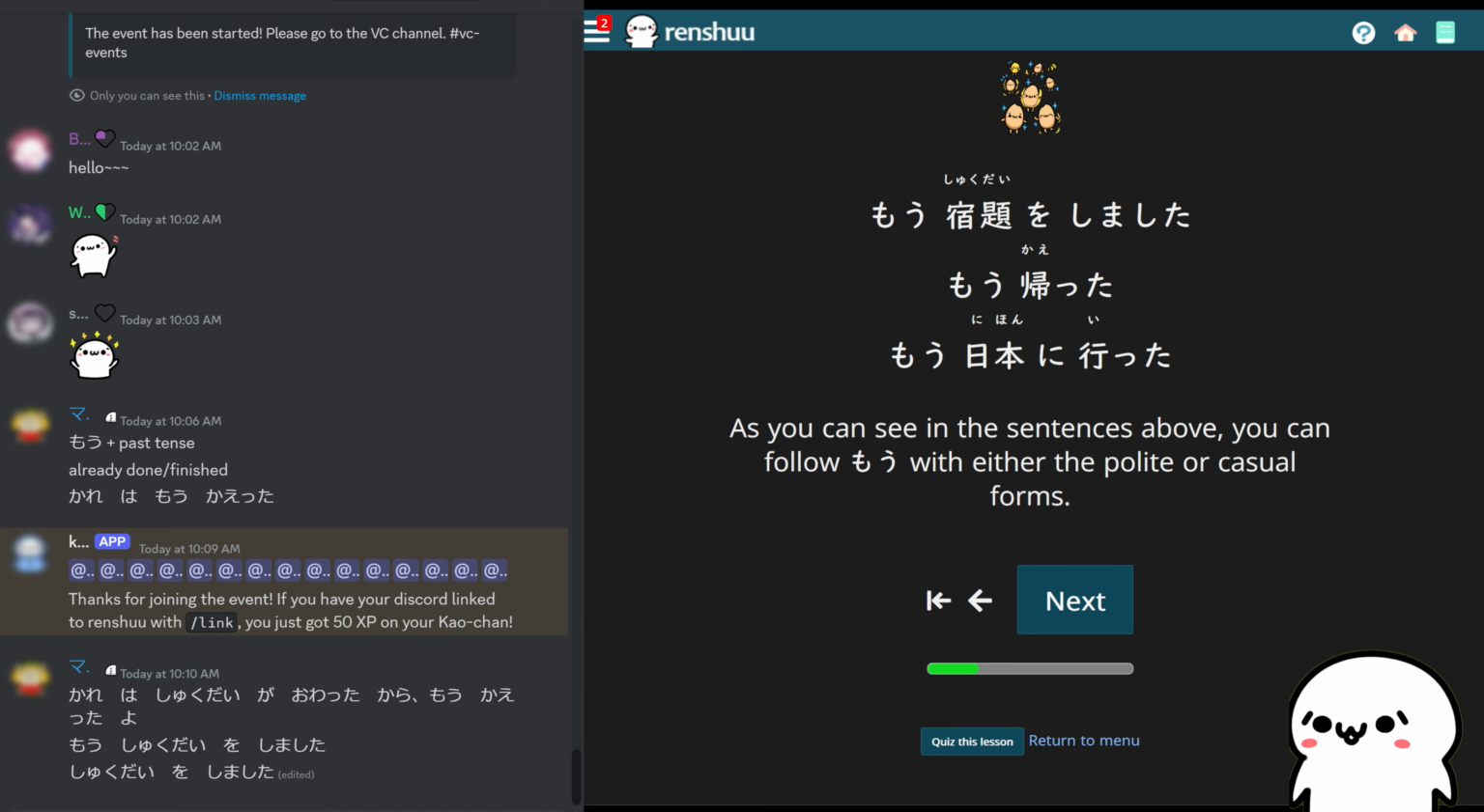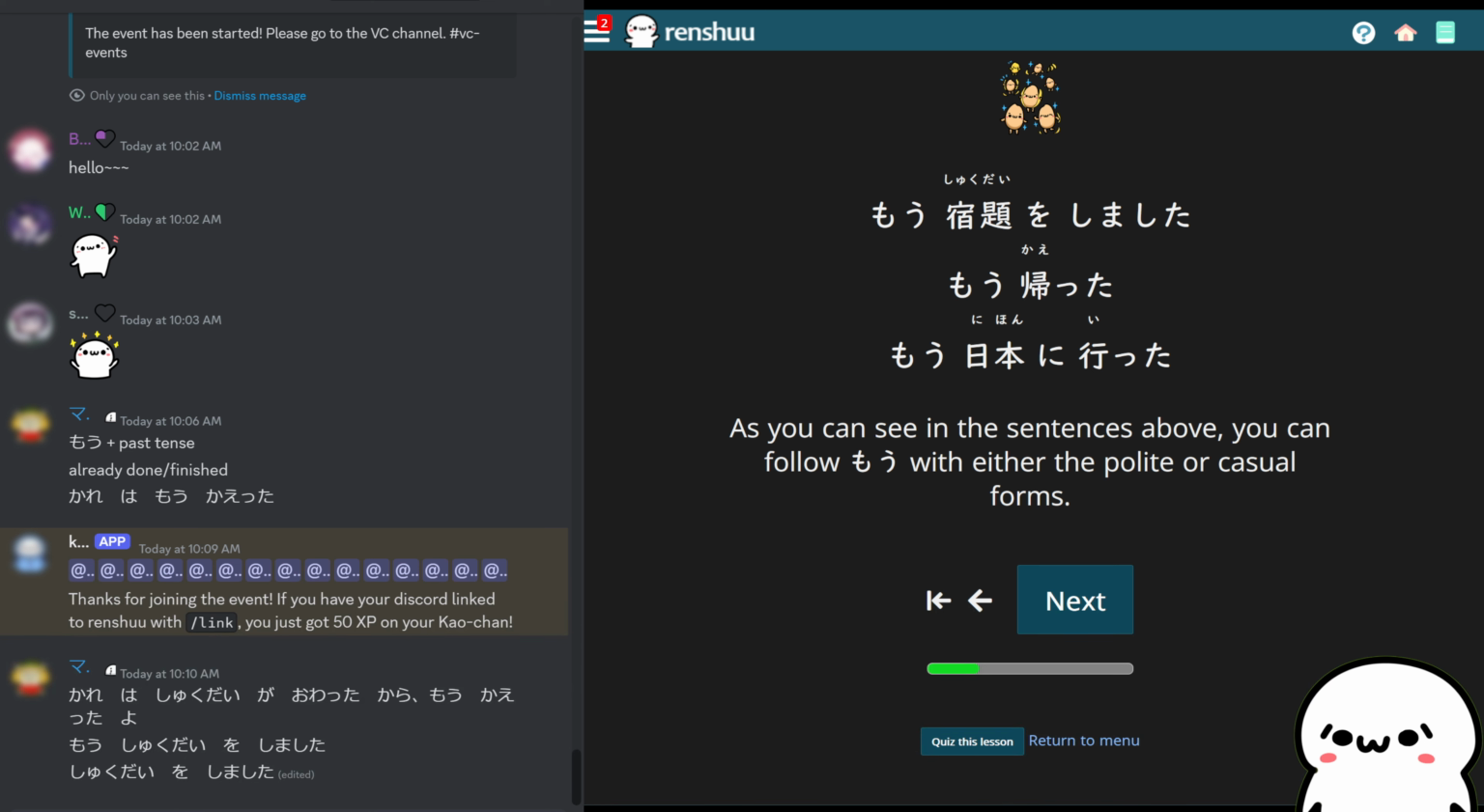One thing that I've seen a lot of textbooks and teachers fail to do is they teach the mechanics, but they don't teach when you actually need to use it. Like, when do we use this? So let's take a look at these two sentences. Mou shukudai shimashita and shukudai o shimashita.